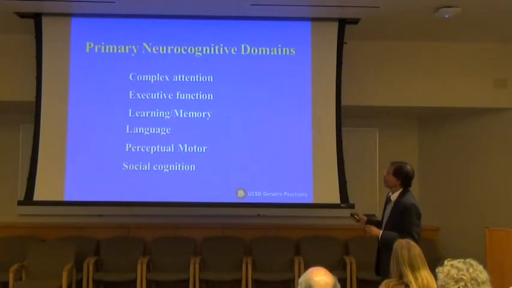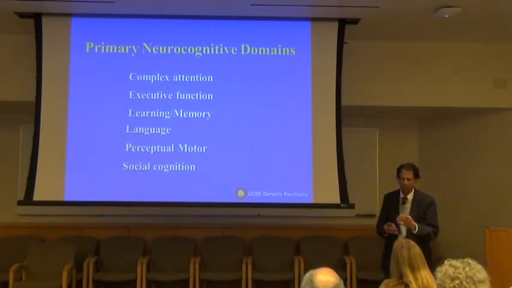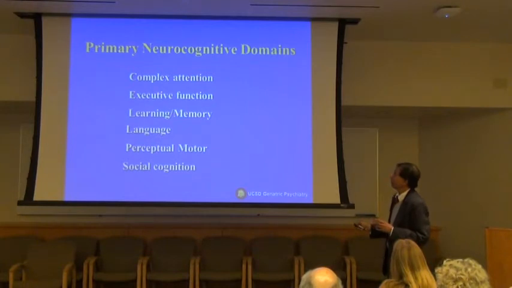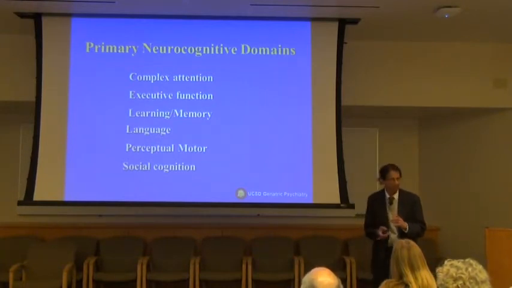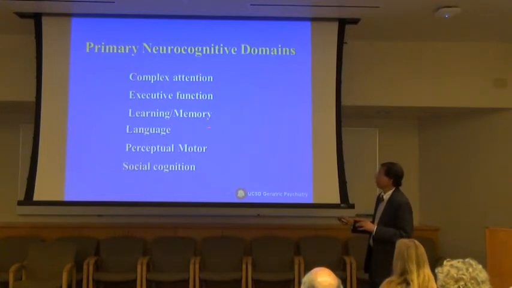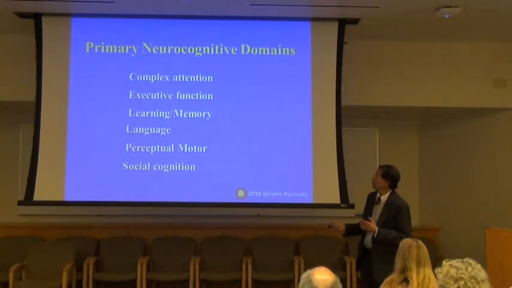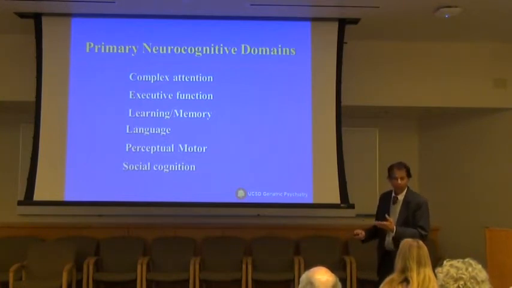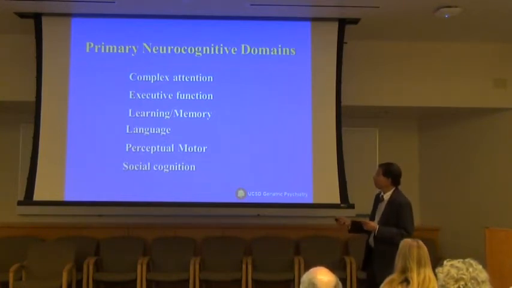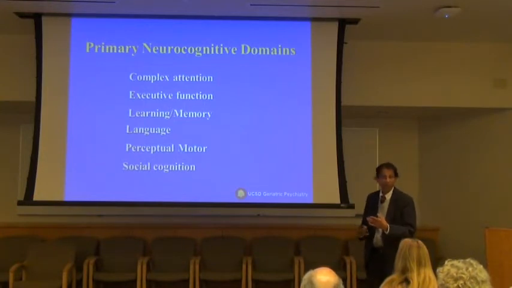So complex attention, this includes things like sustained attention, divided attention. Executive function includes working memory, decision making, planning, inhibition, learning or memory. The memory can be immediate, short term, long term. Language, both expressive language and receptive language. Perceptual motor, so the hand-eye coordination, clock drawing, and social cognition.